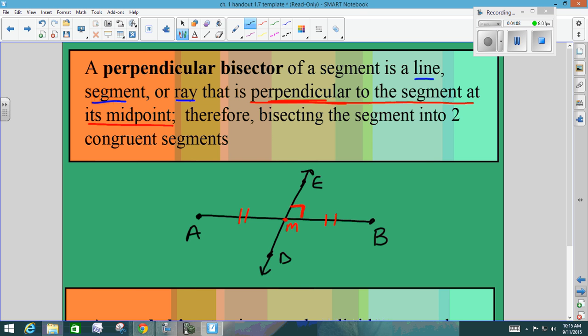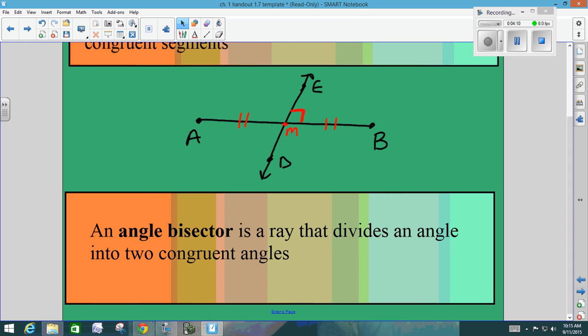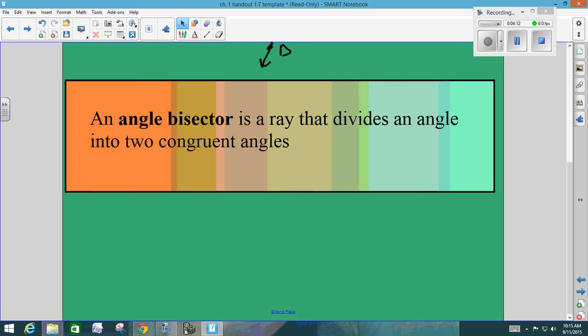Good. Third term, an angle bisector. An angle bisector is a ray that divides an angle into 2 congruent angles. Bisect, cut into 2 equal parts. If you're going to bisect an angle, you're going to have 2 equal angles. Bisect a segment, you're going to have 2 equal segments.